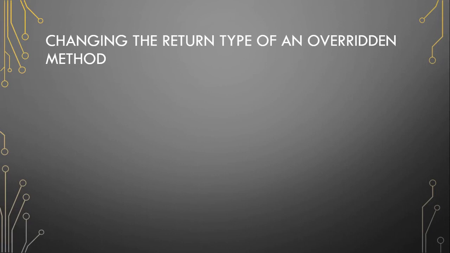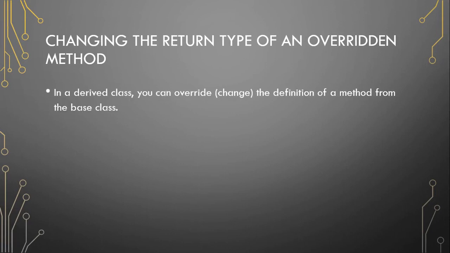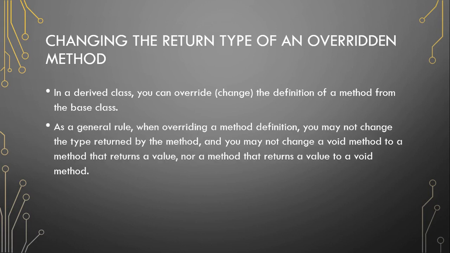Let's talk about changing the return type of an overridden method. In a derived class, you can override or change the definition of a method from the base class, as I've already alluded to with toString. As a general rule, when you're overriding a method definition, you may not change the type returned by the method, and you may not change a void method to a method that returns a value, nor a method that returns a value to a void method. So largely speaking, you can't change what the method will return, but more often than not, you're not looking at changing that. You just create a different method then. Instead, you're looking at what the method executes inside the body of the method.